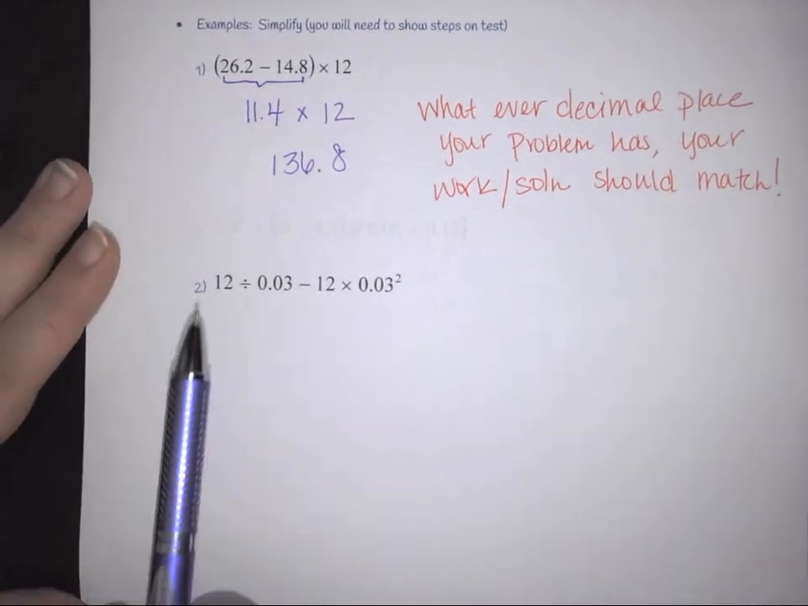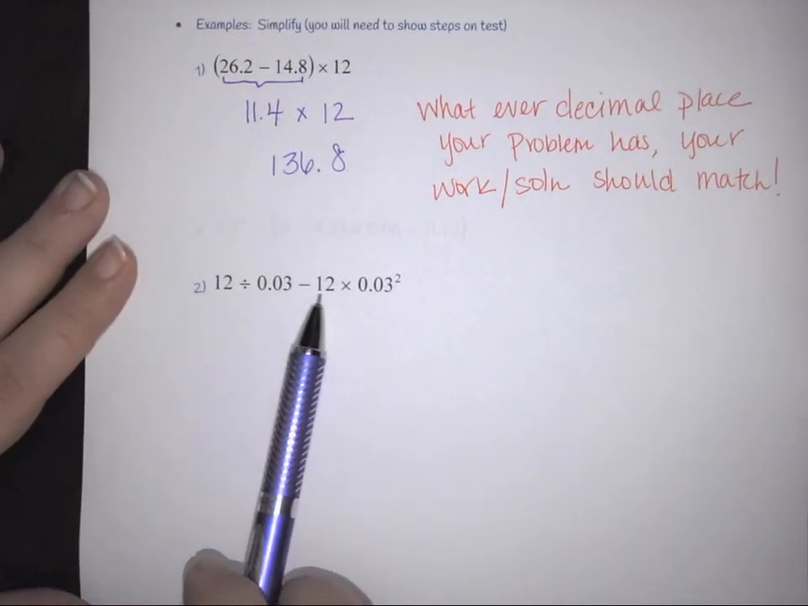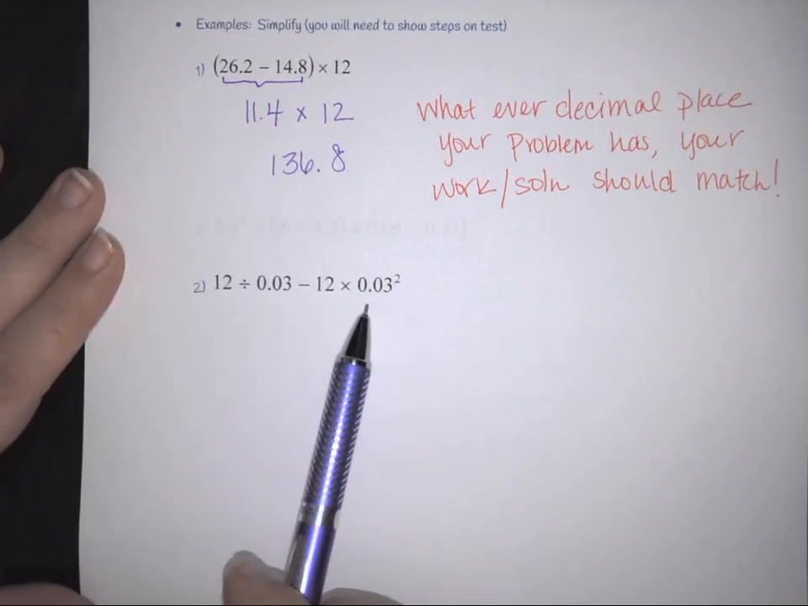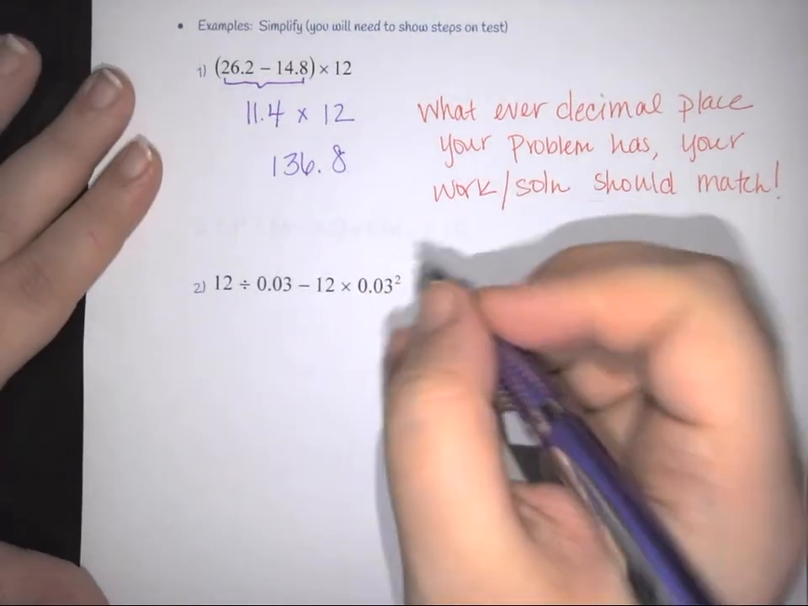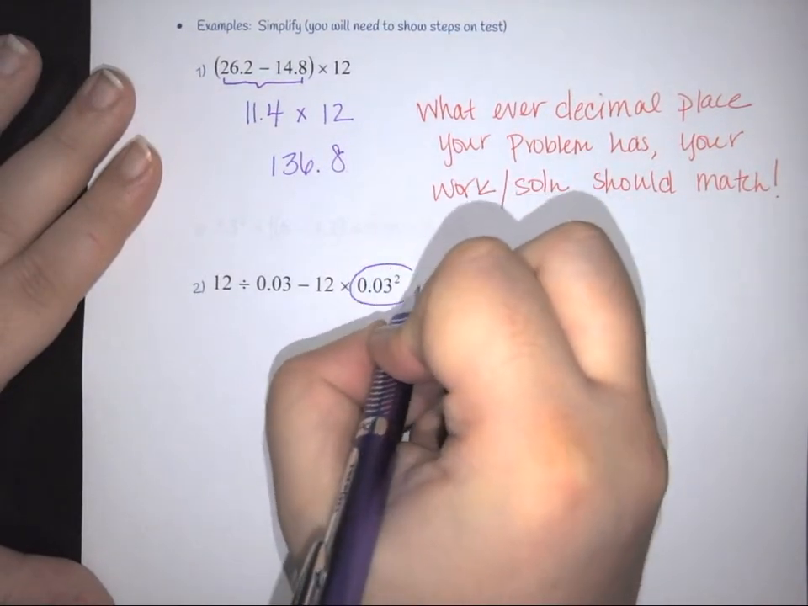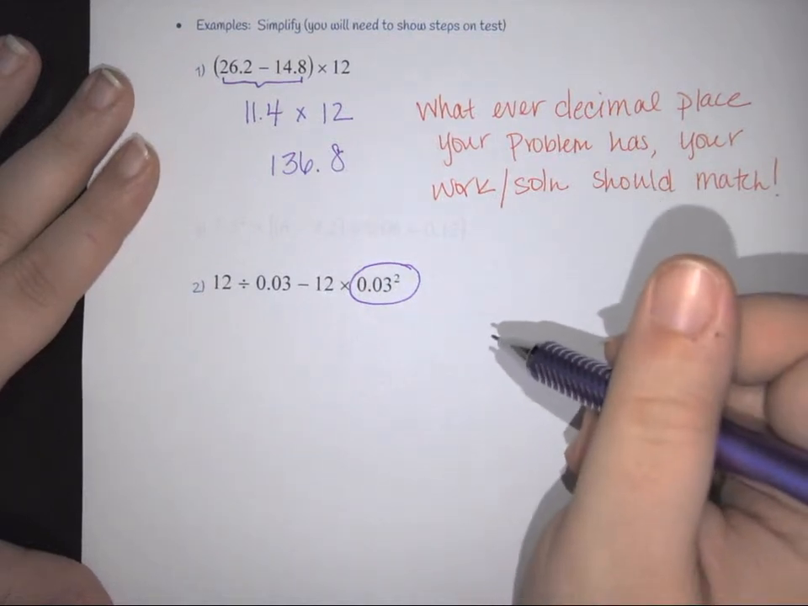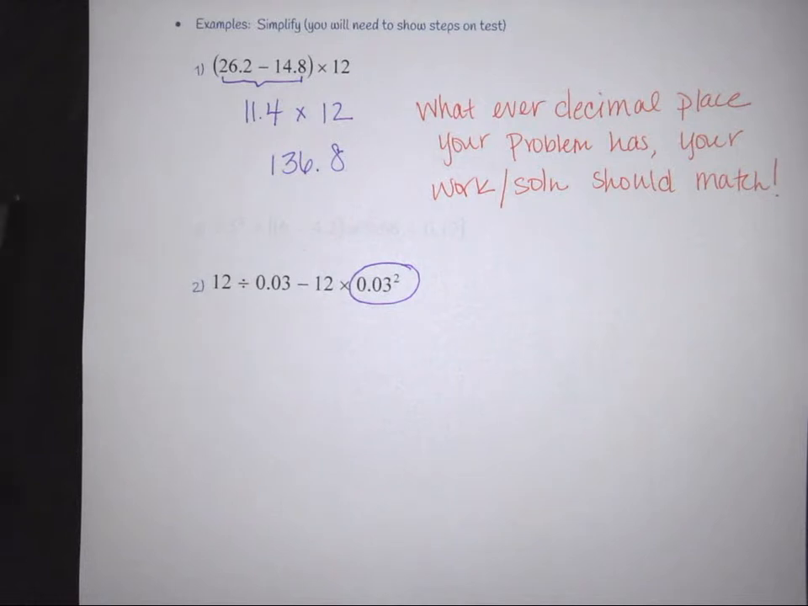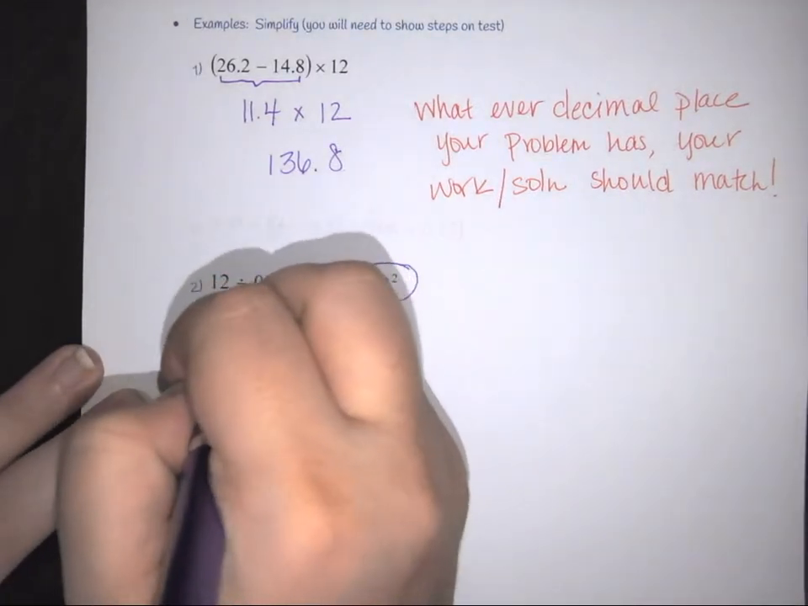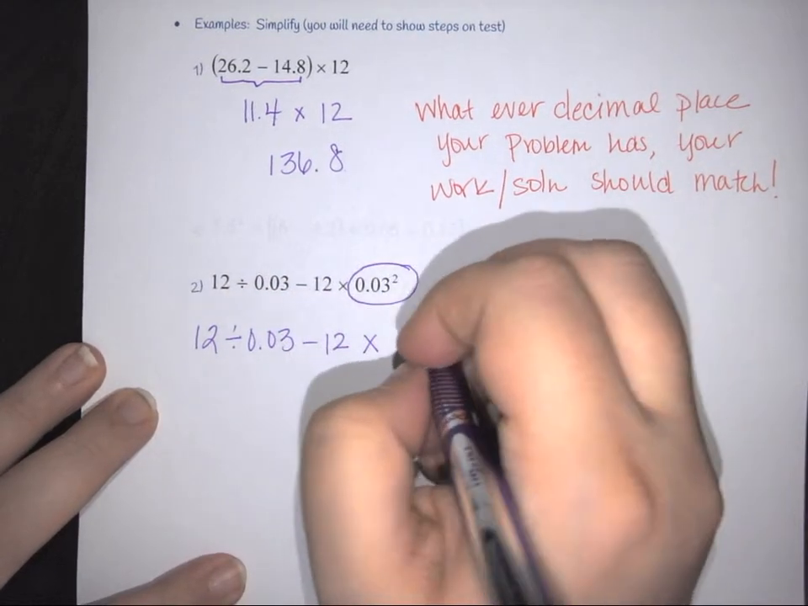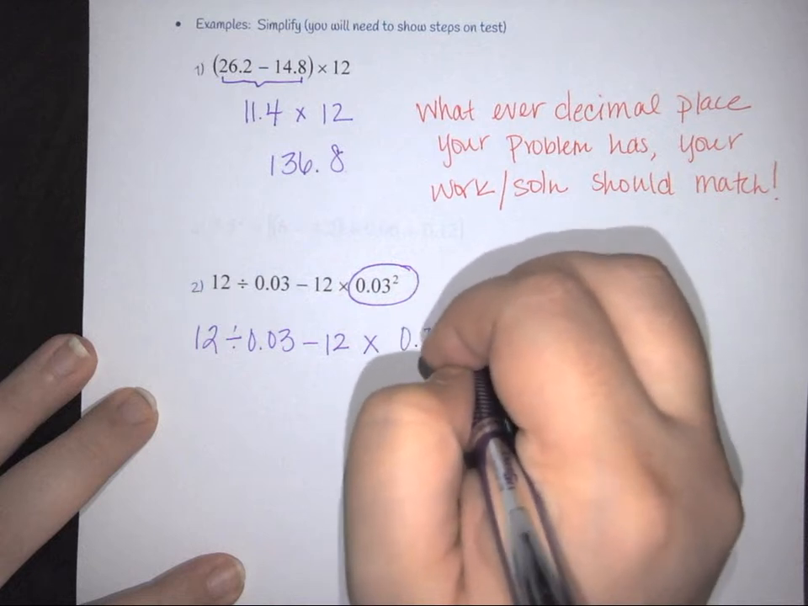So let's look at this next one. I have 12 divided by 0.03 minus 12 times 0.03 squared. So I don't have any parentheses here, but I do have this exponent here. So that's the first thing that I need to do, is I need to do 0.03 squared. And so that's the same as doing 0.03 times 0.03, which is going to give you the original problem, 12 divided by 0.03 minus 12 times, and then this result becomes 0.0009.